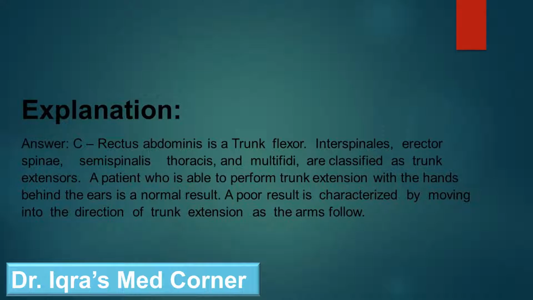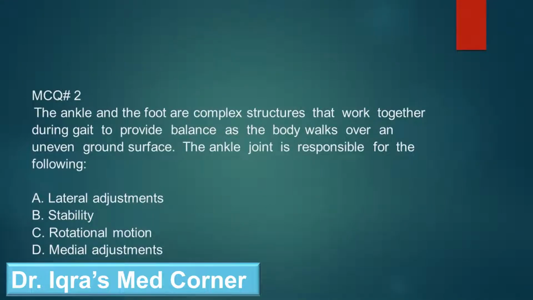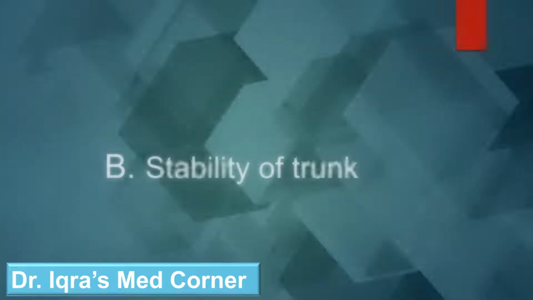Moving toward the next scenario. The ankle and the foot are complex structures that work together during gait to provide balance as the body moves over uneven ground surfaces. The ankle joint is responsible for the following. Option 1, lateral adjustment. Option 2, stability. Option 3, rotational motion. And option 4, medial adjustment. So the correct answer is stability.